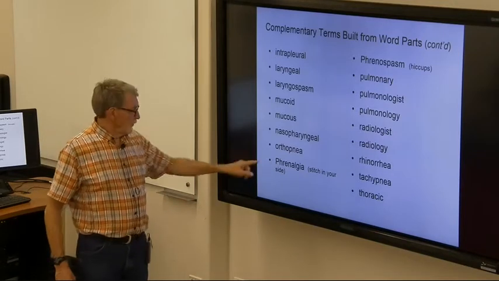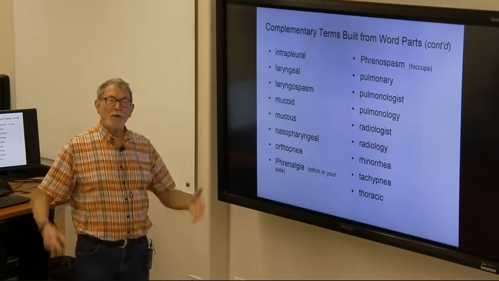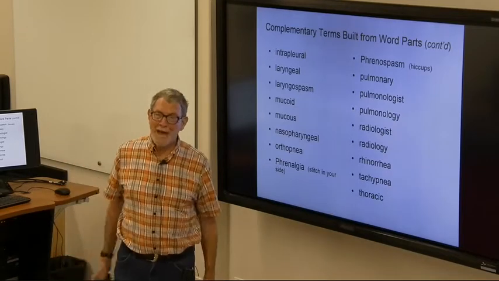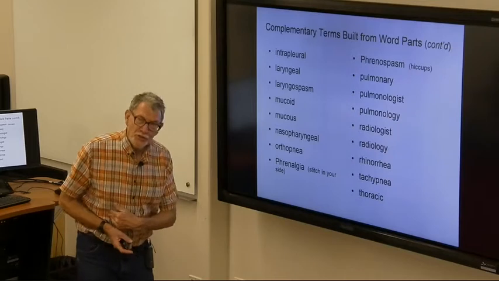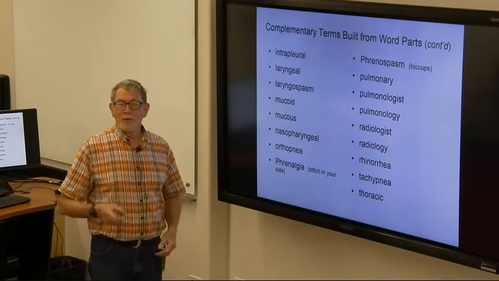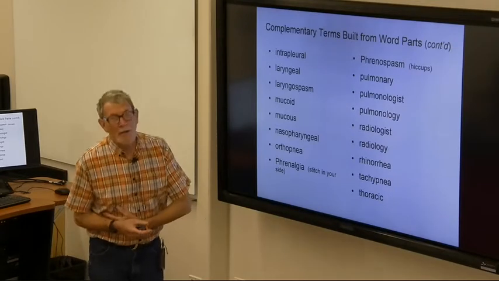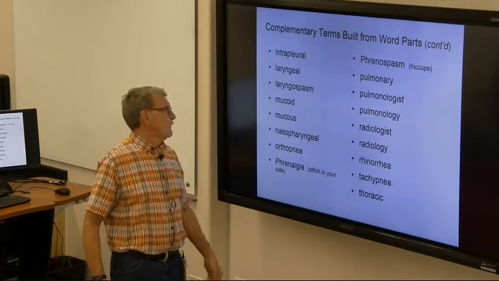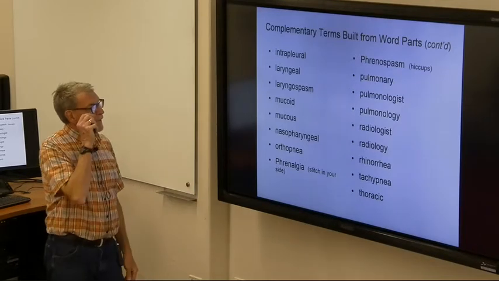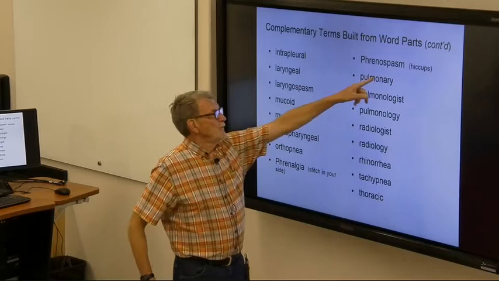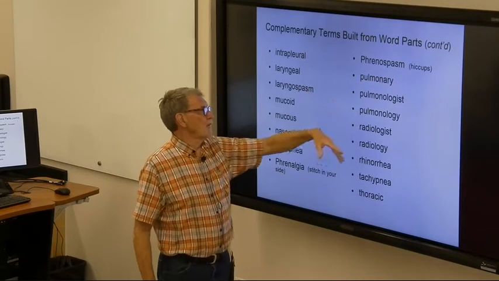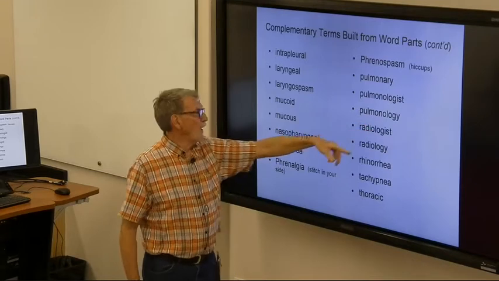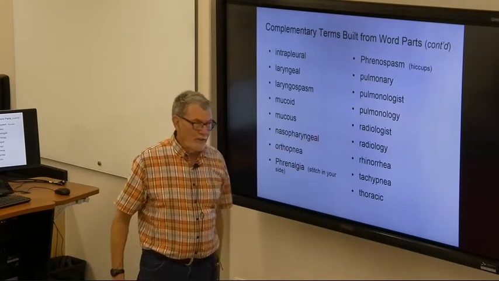Phrenalgia. This is one of the few places where we use phreno instead of diaphragmato. Pain in the diaphragm, a stitch in your side. If you ever ran when you were a kid before you got any good at it and you got a stitch in your side, phrenalgia. Phrenospasm, hiccups. Pulmonary refers to the lungs. This is the doctor. This is the whole field.